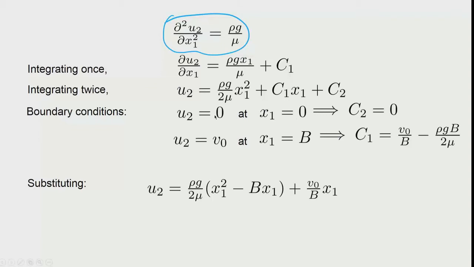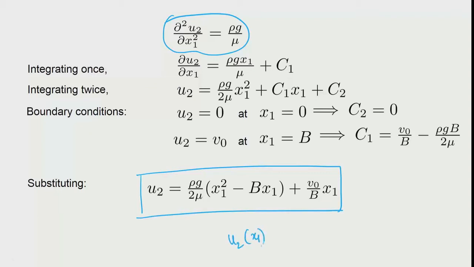At x1 is equal to 0, you have got u2 is equal to 0, at x1 is equal to b, the right hand side wall which is moving at velocity v naught in the plus y direction. So, that would be here. So, then you can actually arrive at the integration constants. So, this will give you the velocity profile, and so u2 as a function of x1 is then available.